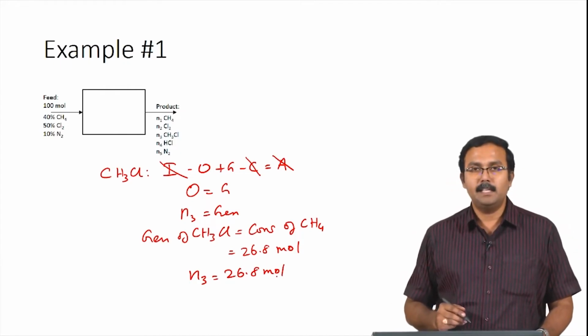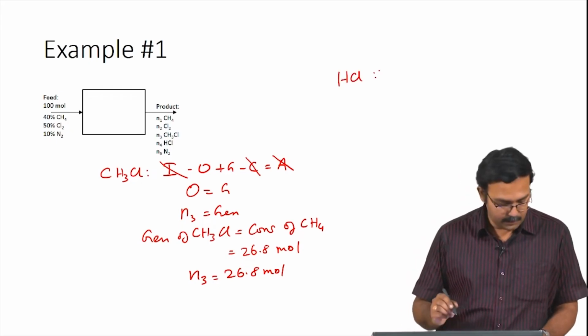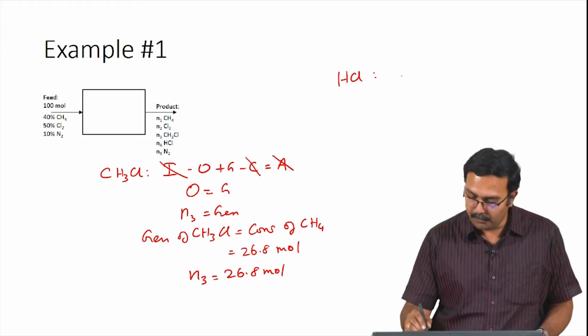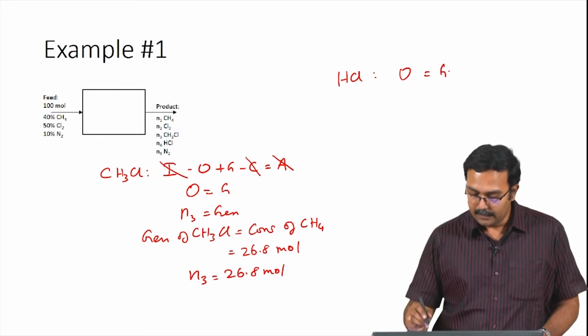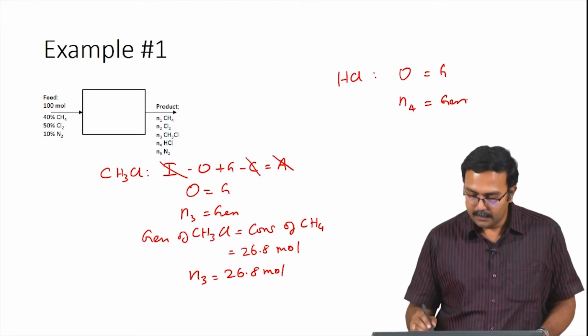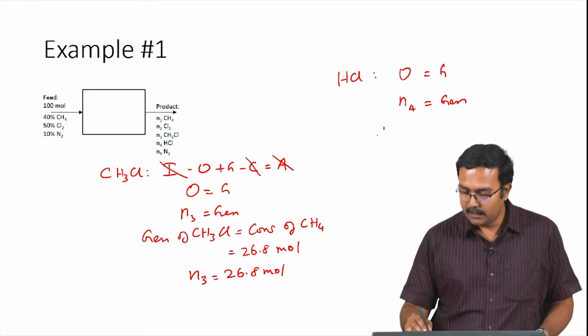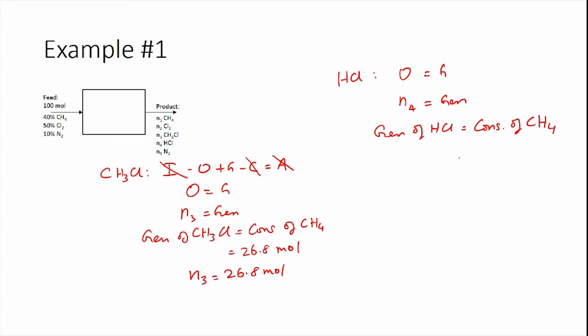Now, we can write the balance equations for HCl. For HCl, you would again have the equation simplified to output equals generation, just like how we did for CH3Cl. So, you will have N4 equals generation. Again, using stoichiometry, generation of HCl is equal to consumption of CH4 methane, which is 26.8 moles. So, this implies N4 is 26.8 moles.